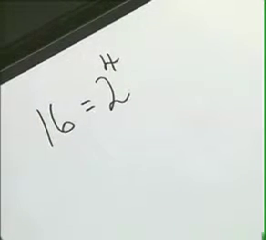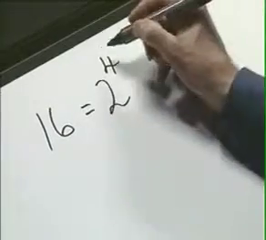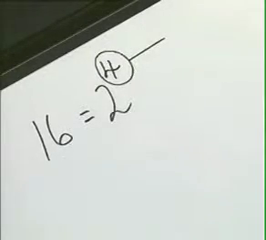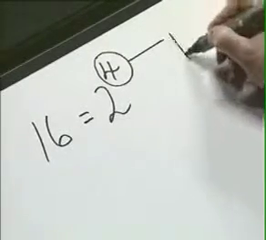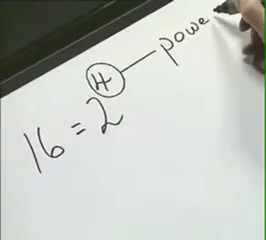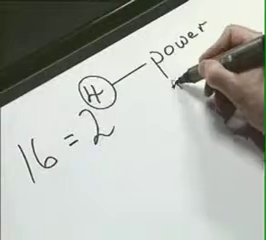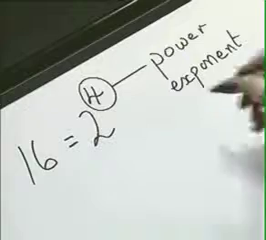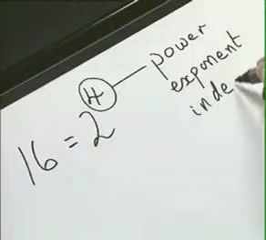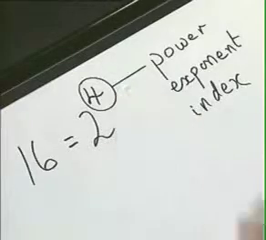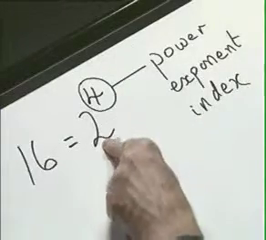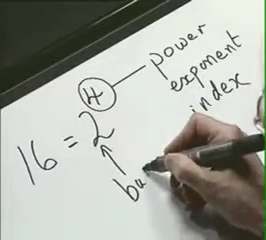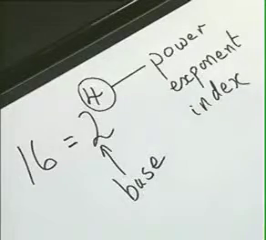Now, need to give some names to some of these numbers. So this number here, 4, gets called a number of different things. I've just called it a power. Sometimes it gets called exponent, and sometimes index. So that's the 4. But what about this number? This number doesn't usually get a name, but it does have one. And it's referred to as the base.